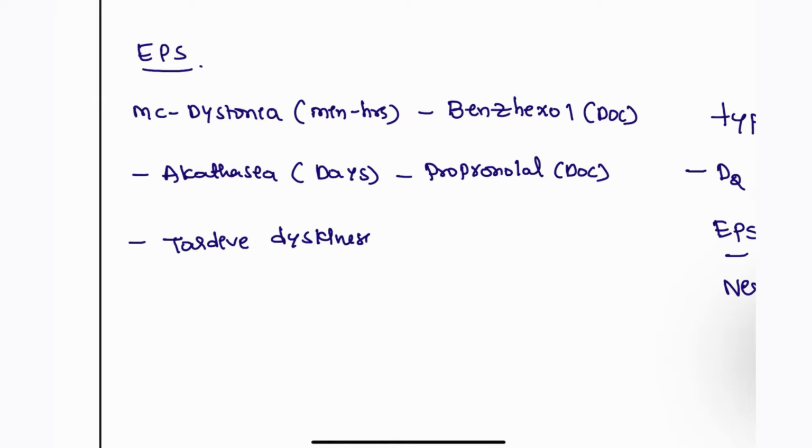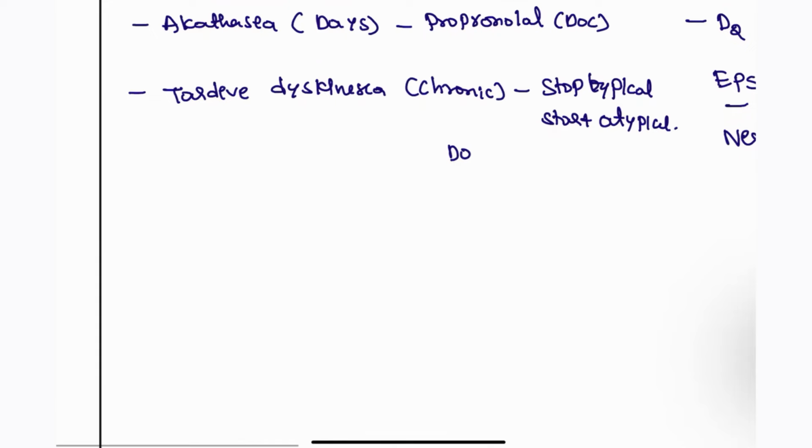Tardive dyskinesia can be chronic. For this patient, you have to stop the typical drugs and start the patient on atypical drugs. Another drug that you can give for this patient is valbenazine.